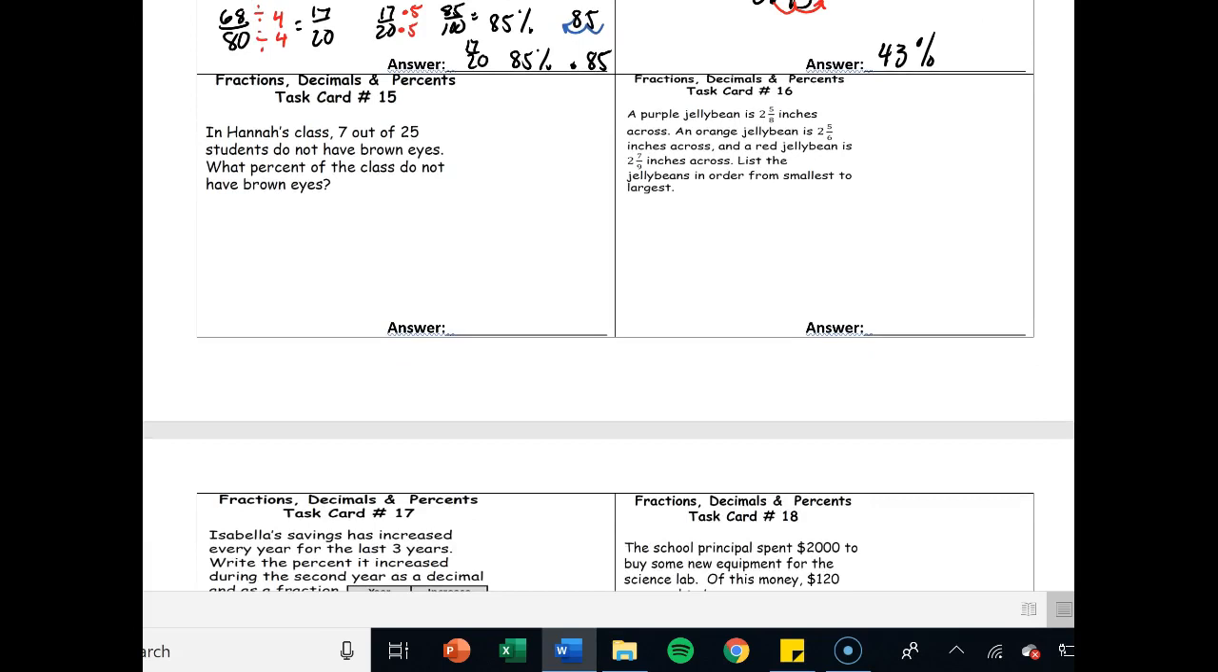Number 15, it says, in Hannah's class, 7 out of 25 students do not have brown eyes. What percent of the class do not have brown eyes? So convert. Again, it doesn't look like they've given you anything, but 7 out of 25 is a fraction to a percent. So if I've got 7 out of 25, how do I make that a percent? Well, again, percent means per 100, so make this a fraction out of 100. It gets you 28 over 100 if I multiply by 4, right? And so therefore, it's easily 28%.